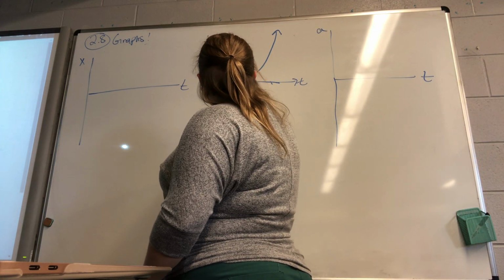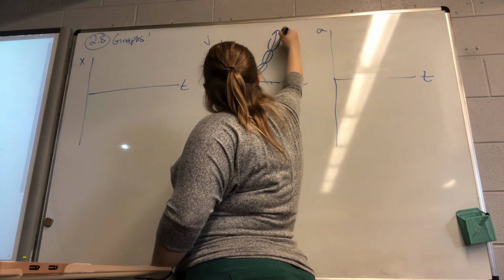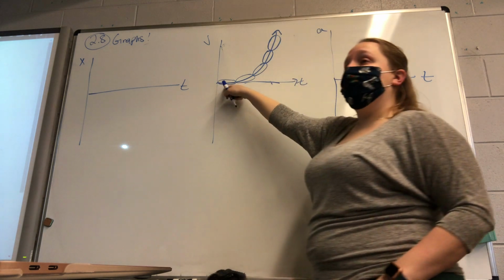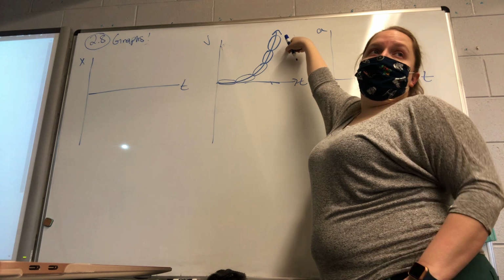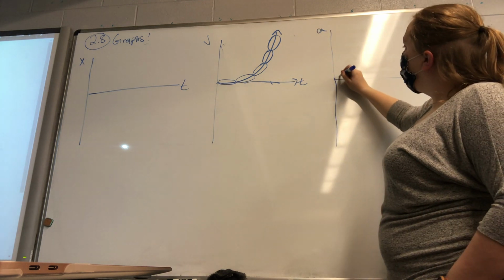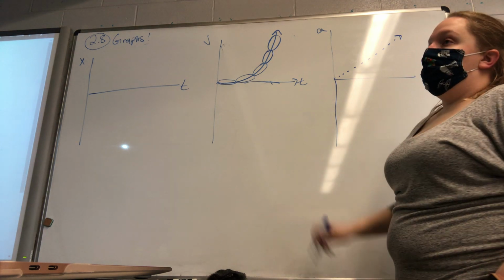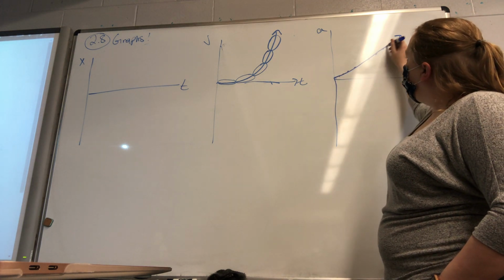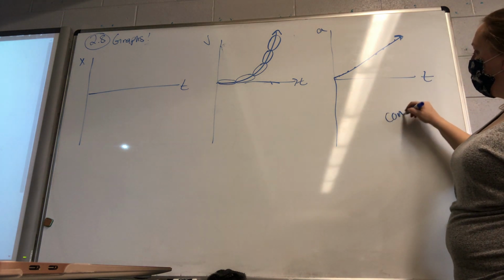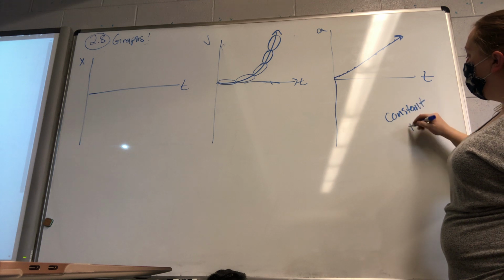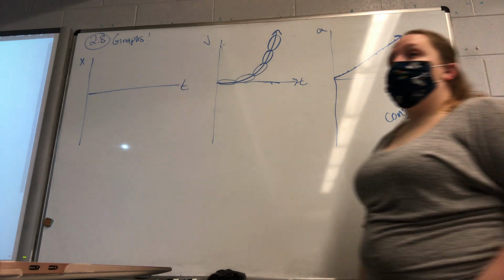Let's take the slope at the points. Looks like our slope starts positive but pretty shallow and becomes more and more and more positive, right? Yep. So if you graph each one of them, you should see a straight line with a constant slope, as we move up. Okay?